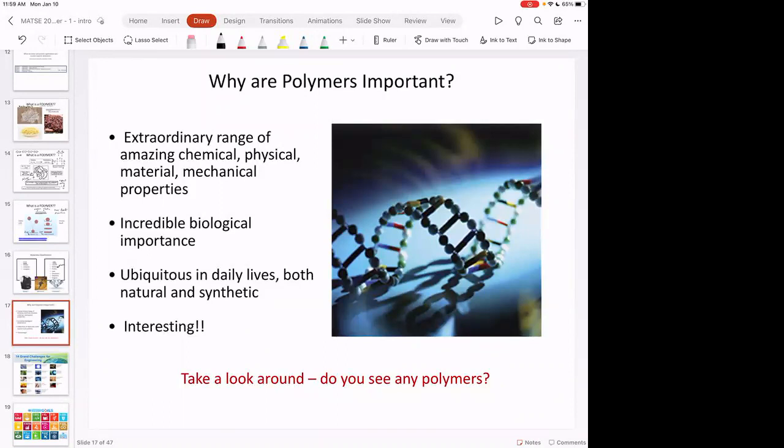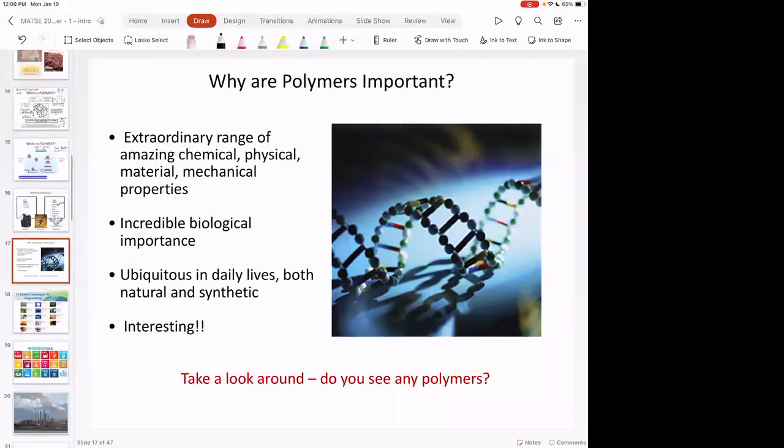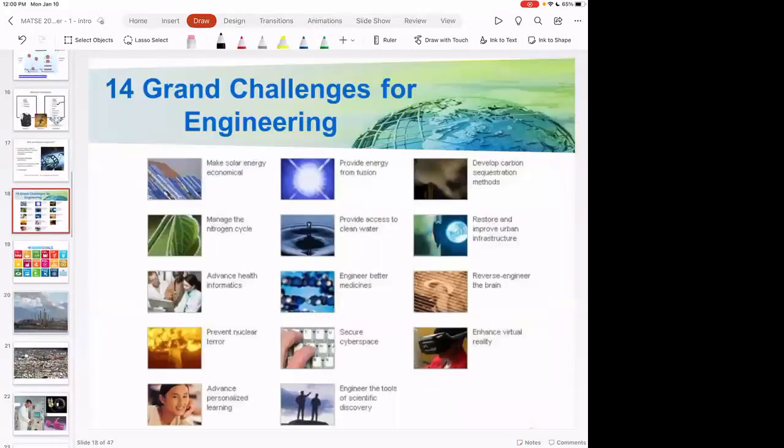So there's lots of polymers around. That's why they're important. MATSE 202 is a great class. That's why polymers are important. So that's what we're going to talk about. Polymers can also be used to address lots of grand challenges that society and scientists and engineers are facing today. And so making solar energy economical, I'll show you some polymers that are used to make solar cells. That's really important. All the solar cells out there right now have a polymer encapsulant on them. That's really important.